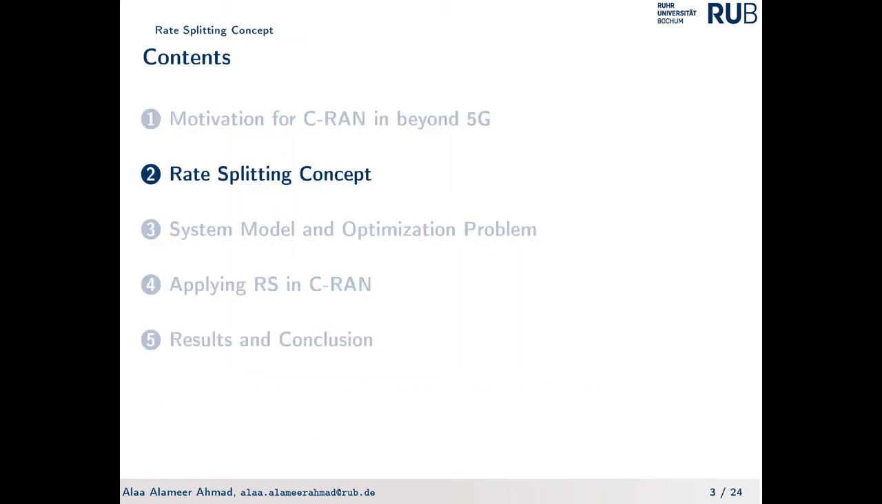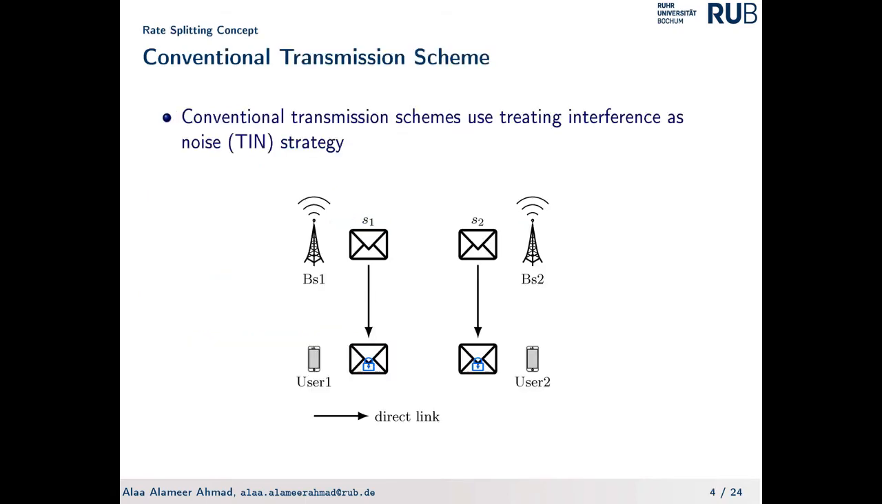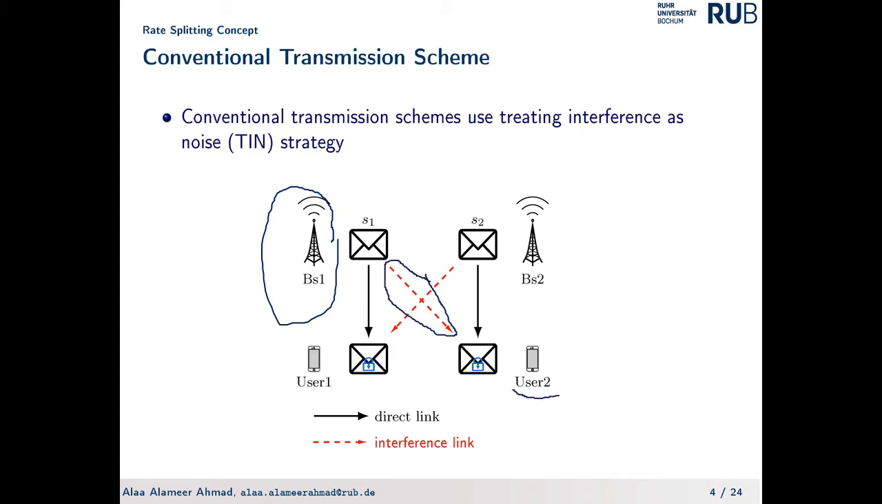Now we are ready to introduce the concept of rate splitting. In conventional transmission schemes, the transmit strategy is based on treating interference as noise. In TIN, each transmitter sends a message which is only decoded at the intended receiver. For example, here base station 1, which is transmitter 1, sends a message S1, which is exclusively decoded at user 1 only, as we see in this figure here. However, when sending the message S1 to user 1, base station 1 generates interference at user 2. In TIN, user 2 ignores the interference generated by base station 1 and treats it as noise when decoding his own message S2.